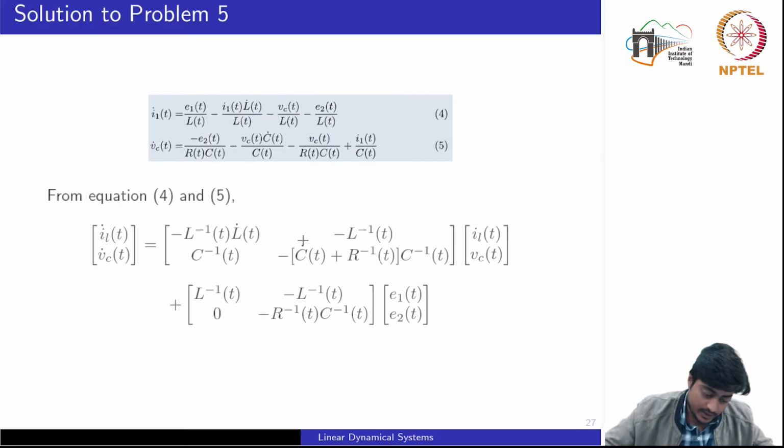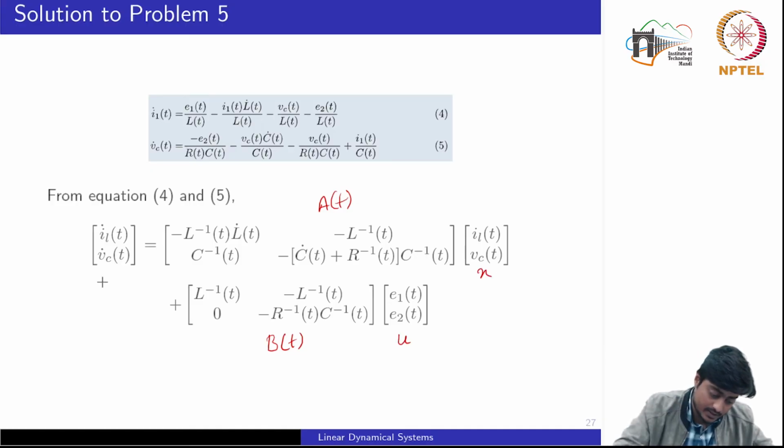So after simplifying these two equations, this is the state space representation we have obtained, where this is the state variable, this is the A of t, the time dependent A matrix, and similarly we would have a time dependent B matrix. Okay, and this is U, this is X, and this is X dot.